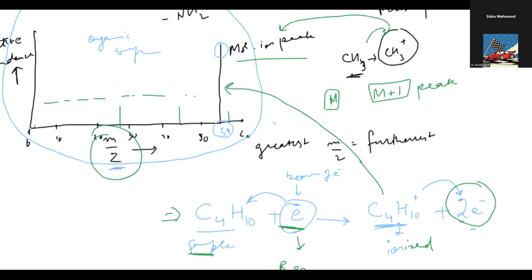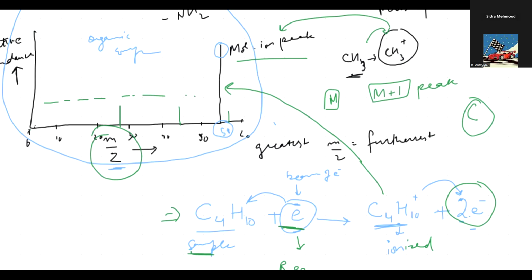The naturally occurring isotope of carbon. Most of the time in organic molecules, the main skeleton or backbone of a compound is carbon. So this small peak is actually the naturally occurring isotope of carbon. For all the organic compounds, the backbone is carbon. So within the spectrum, the small peak just to the right of the molecular ion peak is due to the naturally occurring isotopes of carbon.